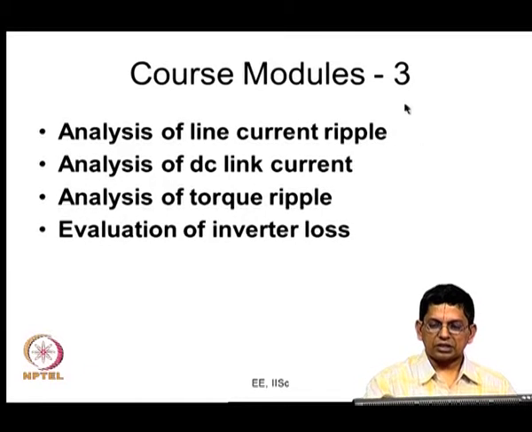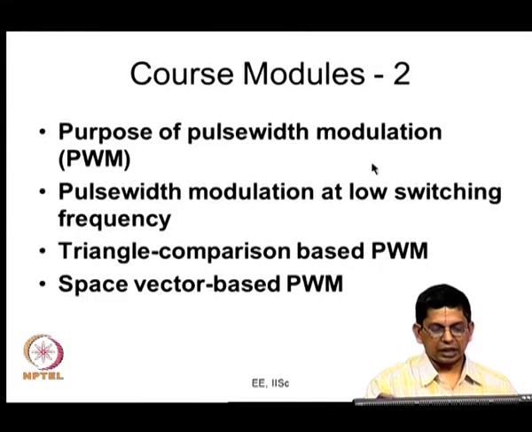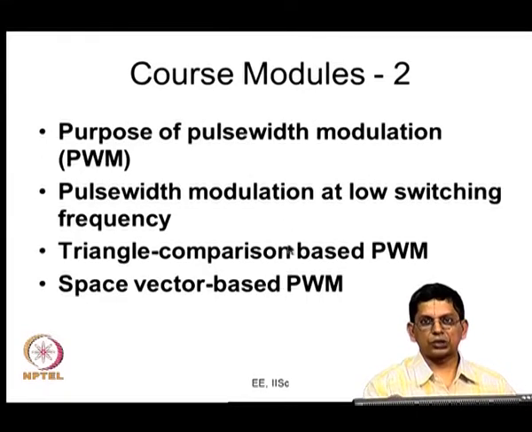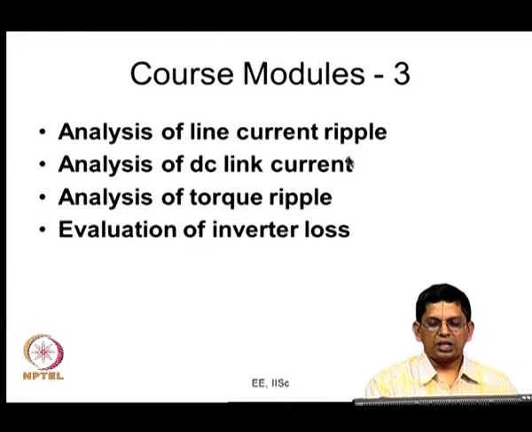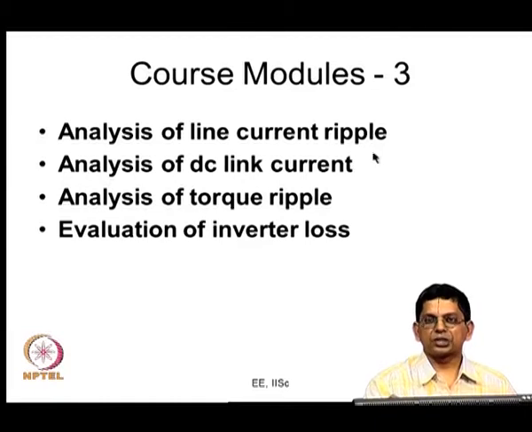Then the third set of modules was more about the analytical part of an inverter. Here the focus is not really on the fundamental voltage. In the earlier case, we learnt how to modulate the inverter so that we get the desired fundamental voltage. Here we are evaluating, if there are different PWM methods, or a particular PWM method and a particular load, how do I calculate the RMS current ripple? If there are 2 different PWM methods, how do I compare the RMS current ripple? That was the focus of the discussions.